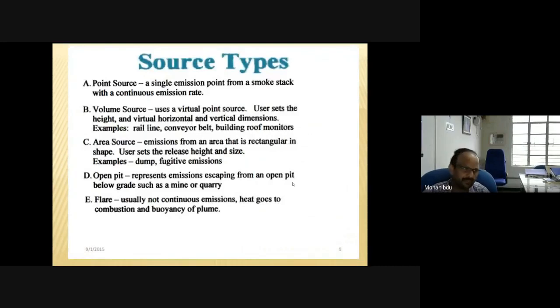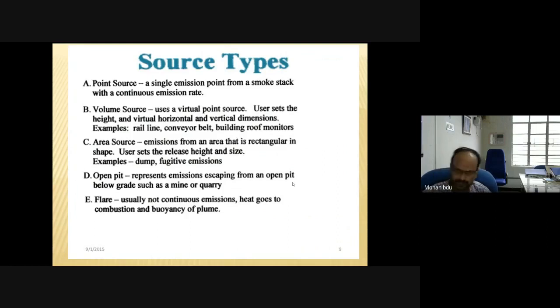So for what all source types are these models being used? These models are used for a typical point source like the stack which you saw in the picture. That is a single emission point from a smokestack with continuous emission rate, and also the volume source, where the user sets the height, virtual. So this is like a virtual point source. Also we can generate the data for it, like the railway line, conveyor belt, and all these things. And it can also be called a line source, where a particular highway, where you find the movement of the trucks or typical kind of cars.